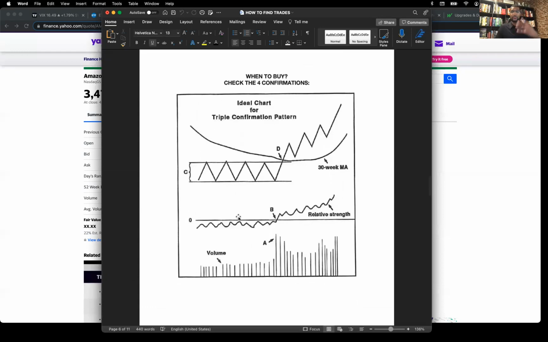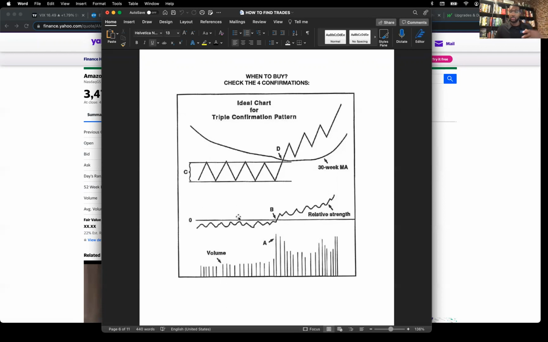When to buy, check the 4 confirmations. So 4 confirmations to let you know when it's time for you to buy a particular stock. One is when the stock is consolidating or moving sideways, and it breaks out of consolidation and crosses over a moving average. Those 2 confirmations right there are a good entry. A third confirmation would be relative strength: when the RSI trigger goes above the 50% level, that would be considered a time for you to enter.